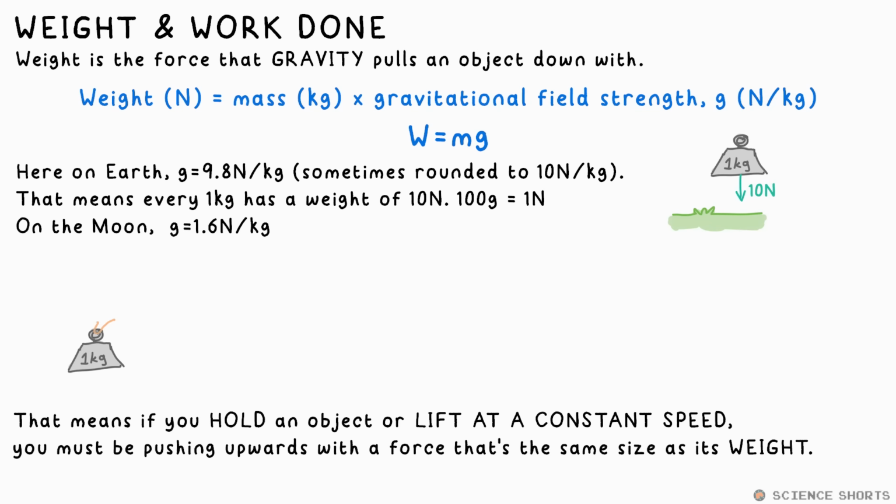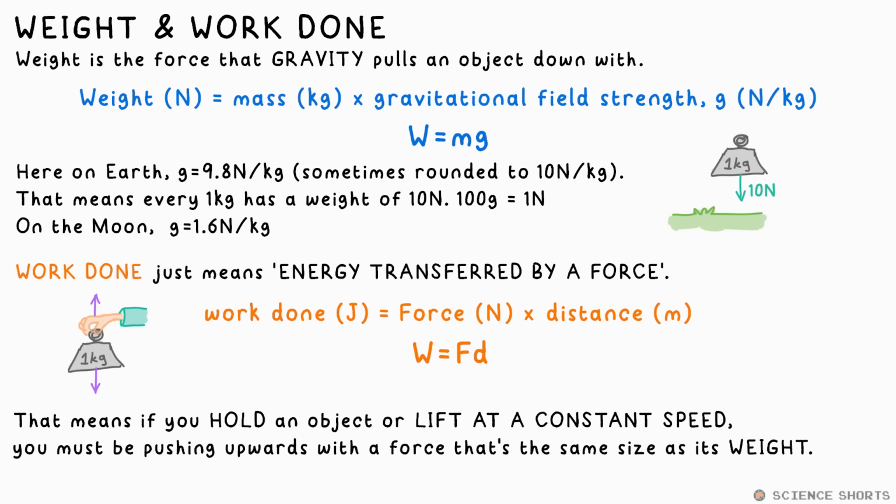Now, if you hold an object up with your hand, you must be pushing up with a force that is equal to its weight in order for the forces to be balanced so it doesn't accelerate. However, it also means that if you lift it upwards at a constant speed, that's also true. To lift something up at a constant speed, or even lower it at a constant speed, you must be pushing upwards with a force that is equal to the weight. To start lifting it upwards from rest is a different matter, of course.